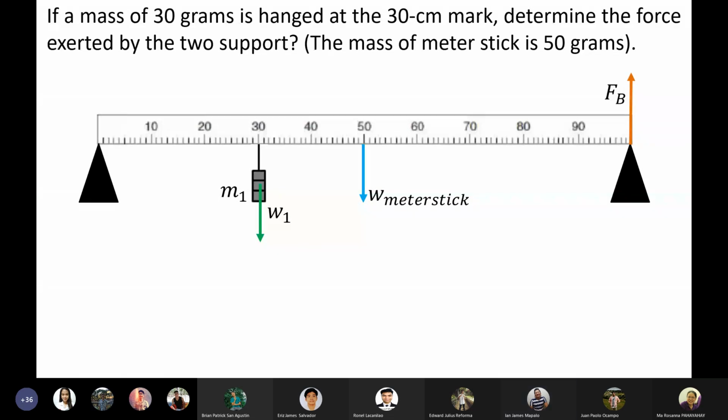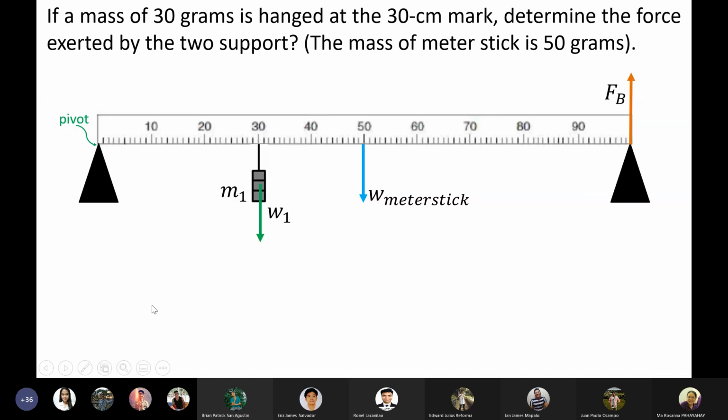Yes, ma'am. So again, when we assign one support as your pivot, the force FA disappears. The same goes if you assign FB as your pivot, FB disappears but FA remains. Okay, so that will be the case. So here, since I assigned support A as my pivot, it disappears because if a certain force is applied on a pivot, it will not make our system rotate.